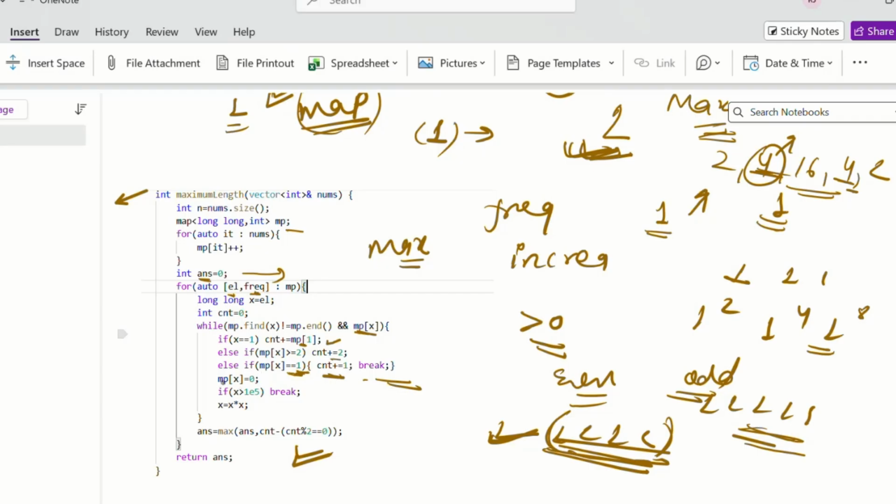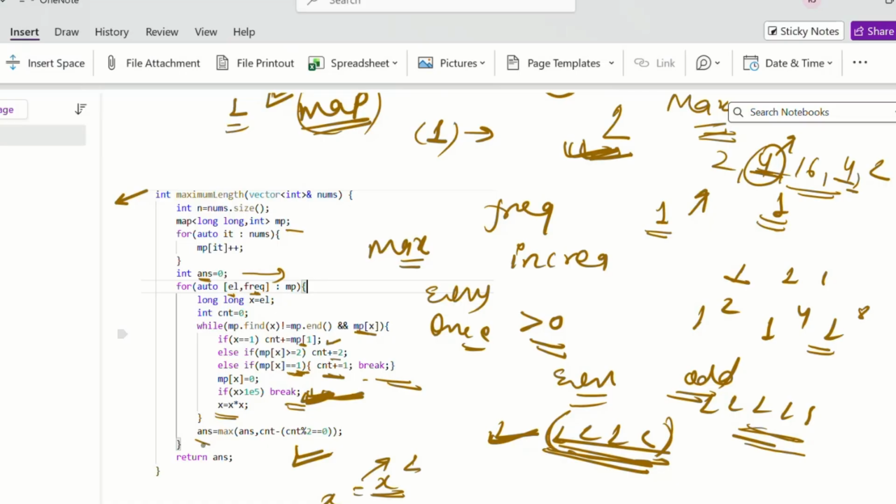Otherwise, if we reach here, that means we can make the frequency of that number 0, because we will not be able to traverse that number again; every number we will be traversing only once. And if my x value is greater than 1e5, we can break. Otherwise, we will do x equals x square, because we will be finding the square of the number. We will proceed further. I will tell you why I am doing this x greater than 1e5 at the end of the solution.